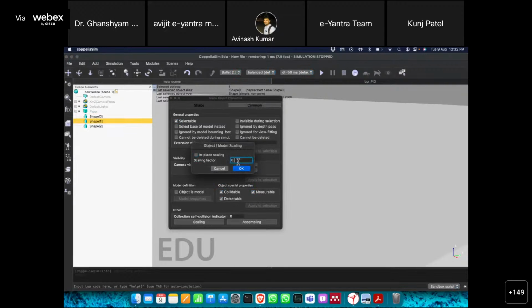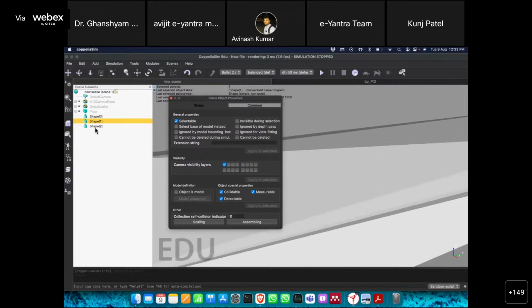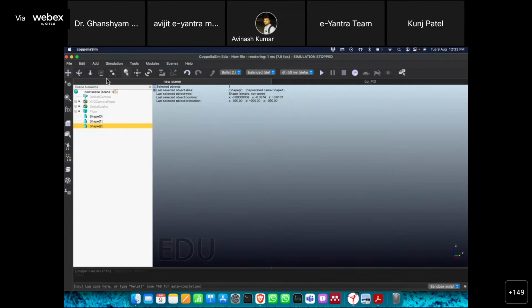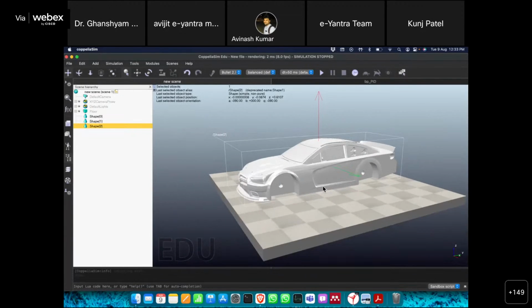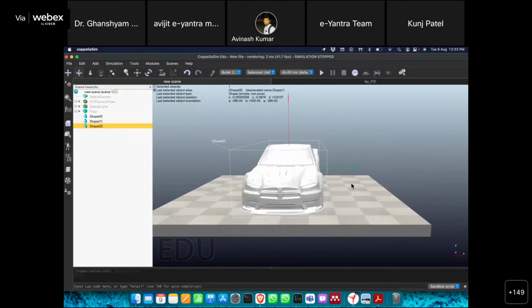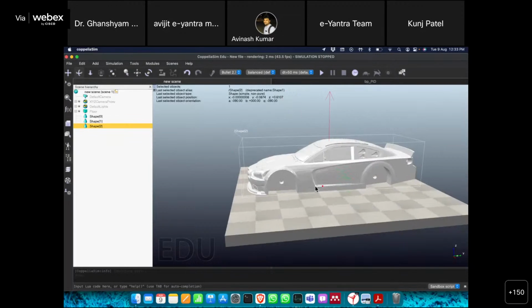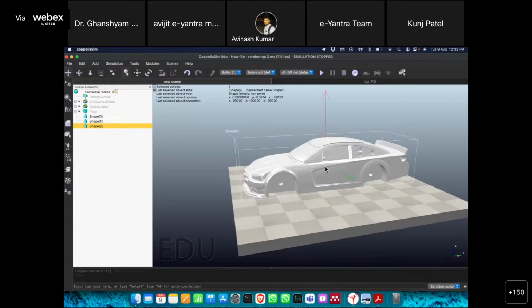While scaling down, you are basically reducing the footprint of the shape that you have imported. Okay. Now you can see that it's the shape of a car. So just like that, you can import different shapes in your CoppeliaSim.